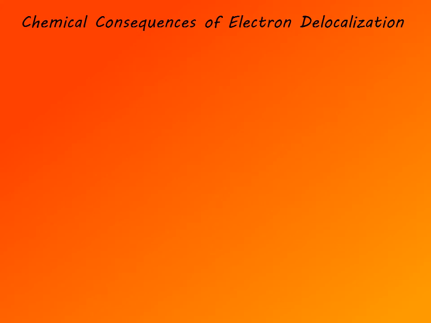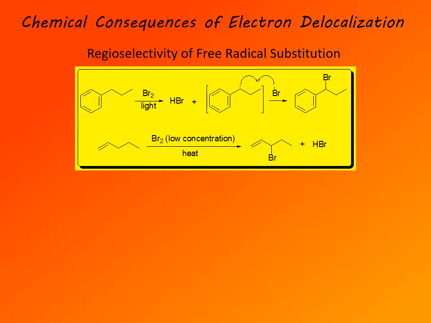Electron delocalization affects reactivity and reaction outcome of molecules with delocalized electrons. For example, when we consider regioselectivity of radical substitution, this is something we have seen already before. Free radical substitution in benzylic and allylic positions is favored, and that's because intermediate free radicals are extremely stable. And we have just seen that the reason behind their high stability is electron delocalization. So those are usually the only radicals that form in the course of reaction, and reaction is highly regioselective.